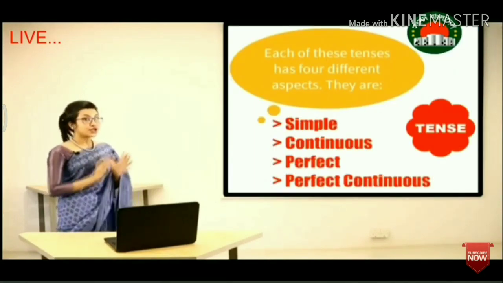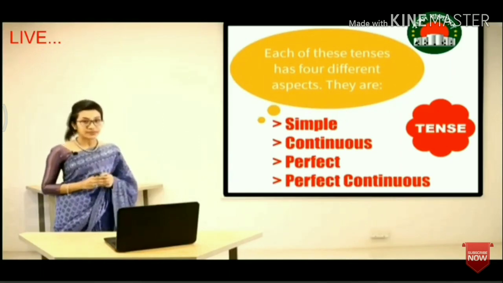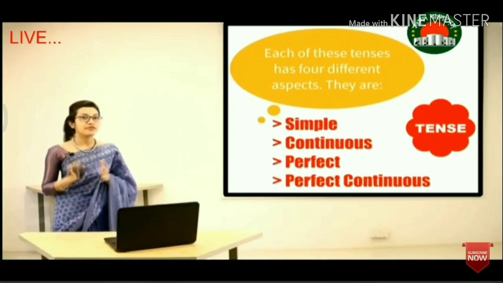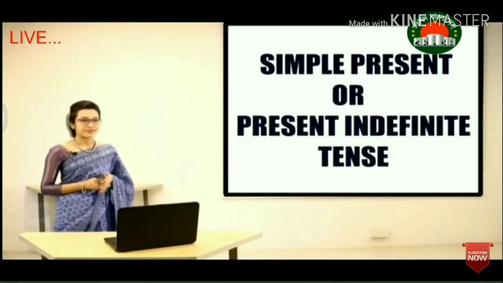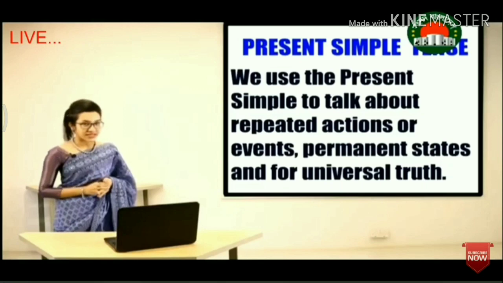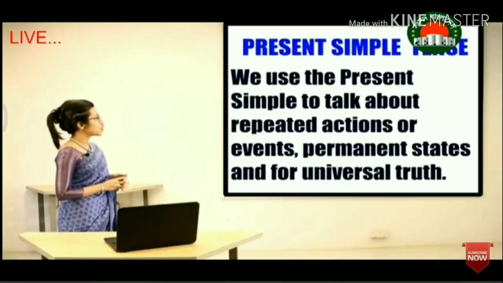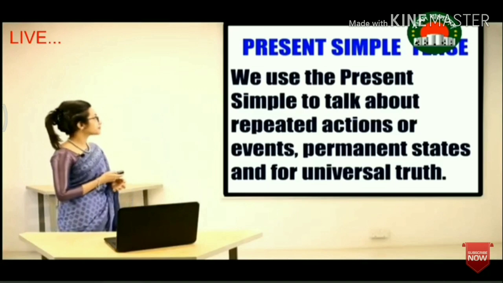Now, you know that each of these tenses has four different aspects, and they are the simple, the continuous, the perfect, and the perfect continuous. In this unit, we are going to focus on some of the aspects of tense. At first, let's start with simple present, which is also known as present indefinite tense. What is present simple tense? We use the present simple to talk about repeated actions or events, permanent states, and for universal truths.